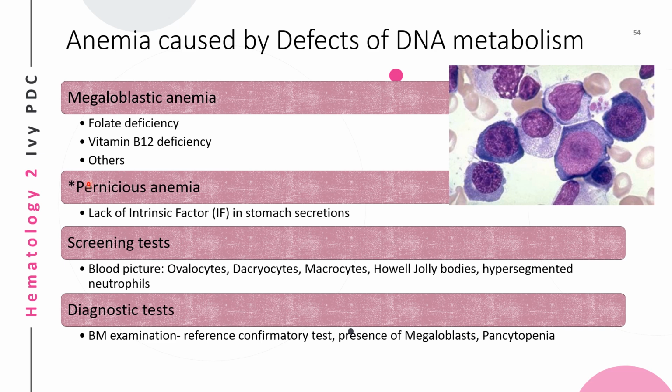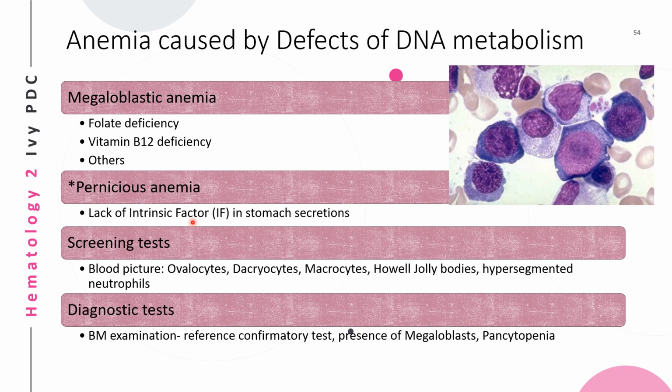We have to differentiate megaloblastic anemia from pernicious anemia. Although pernicious anemia is a type of megaloblastic anemia, the difference is that in pernicious anemia, the body is not able to absorb vitamin B12 due to the lack of the intrinsic factor present in the stomach secretions. So in pernicious anemia, vitamin B12 is not deficient. It's just that the body cannot absorb the vitamin properly, also leading to anemia.